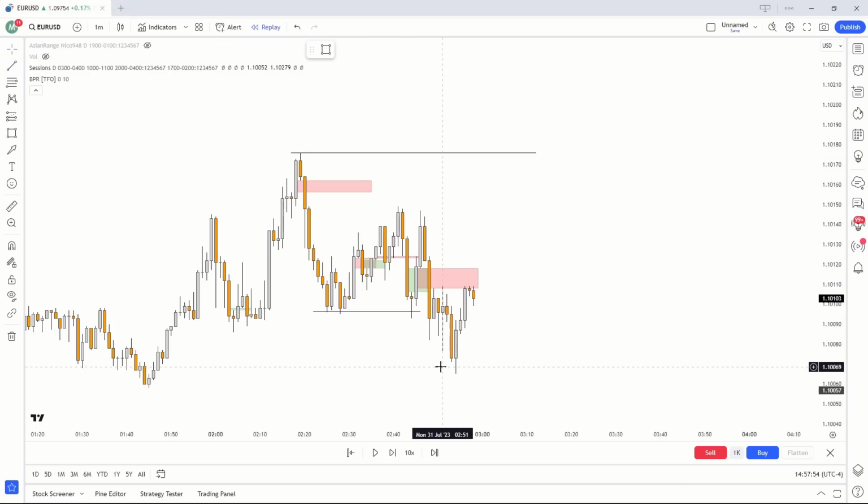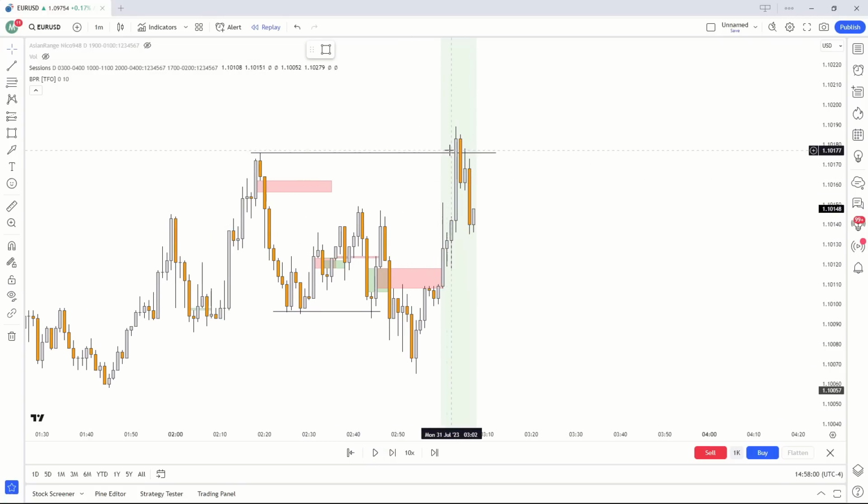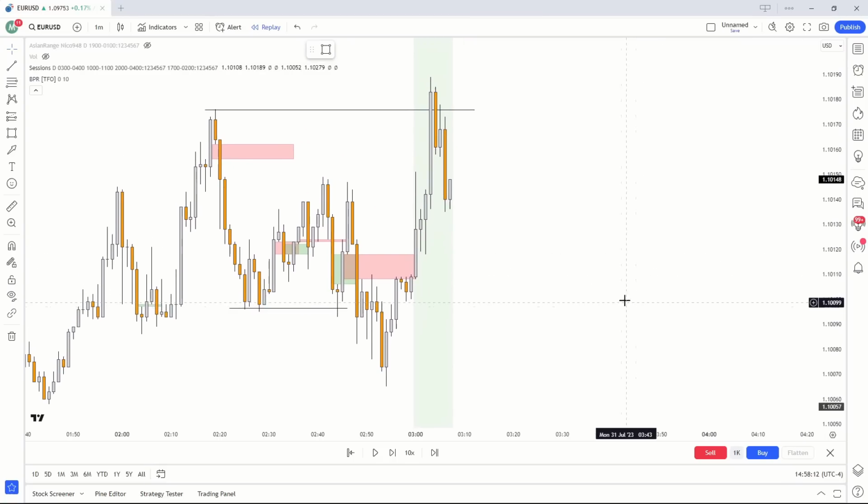Now with step 1 done, we want to move on to step 2, which is our market structure shift, which if we play the market, we very clearly get a market structure shift here, and this is a valid market structure shift, as this body of the candle closes above the previous swing high. So that's our market structure shift. Now we have gotten displacement right here, and here we go.